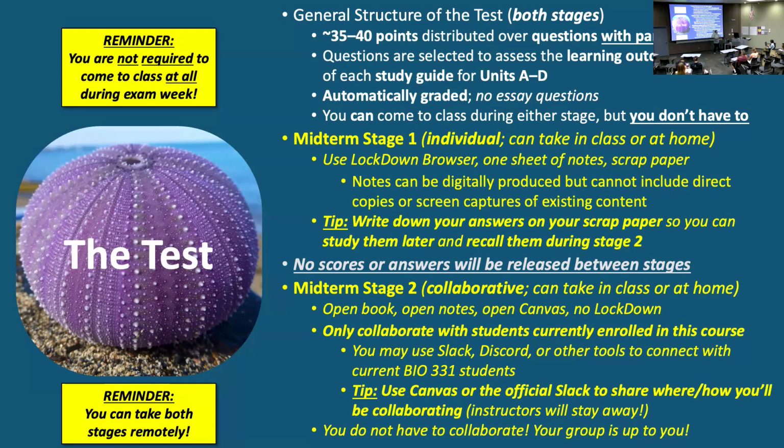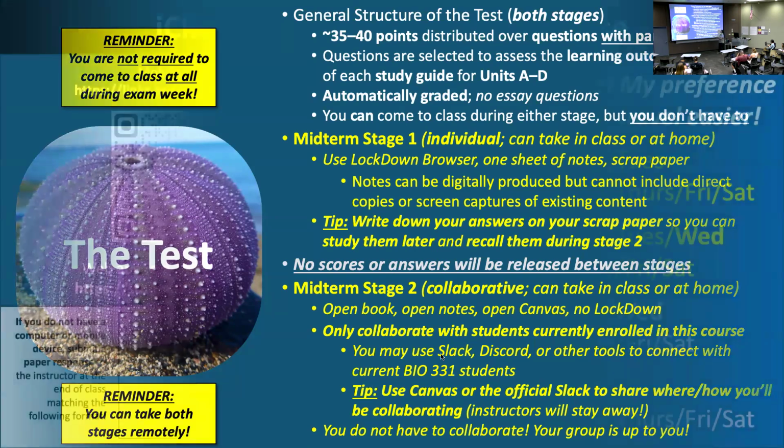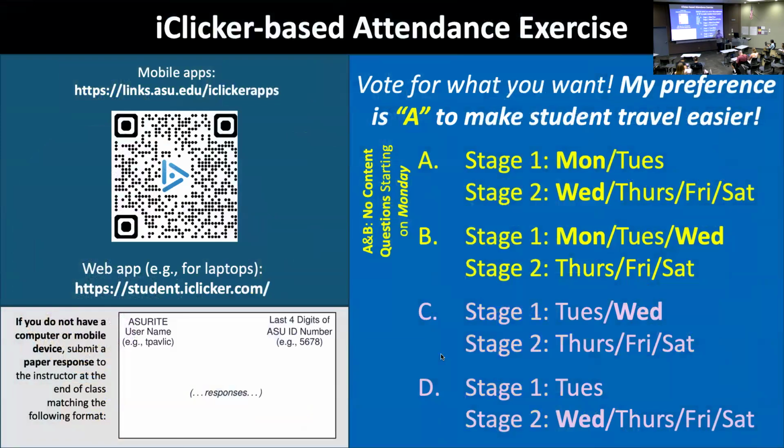Other questions about the structure here before we get to figuring out when it'll be available? Okay, so I'm gonna use iClicker to pull what your preference will be. Let me go over the options and explain why I recommend option A, and then I'll open the poll. So these are the 4 different ways I could open the 2 stages next week.